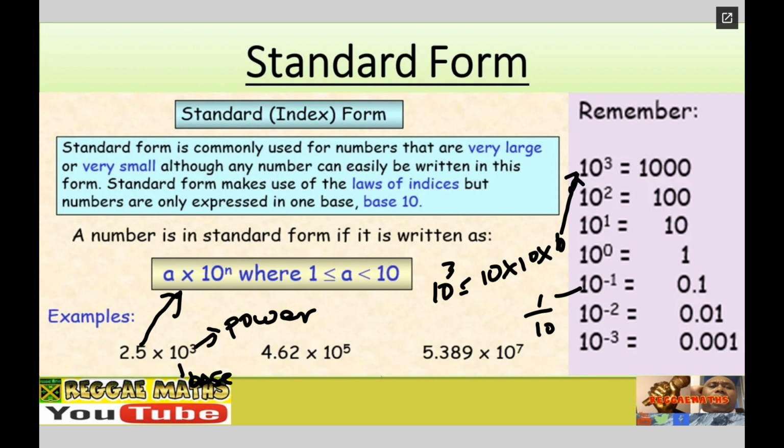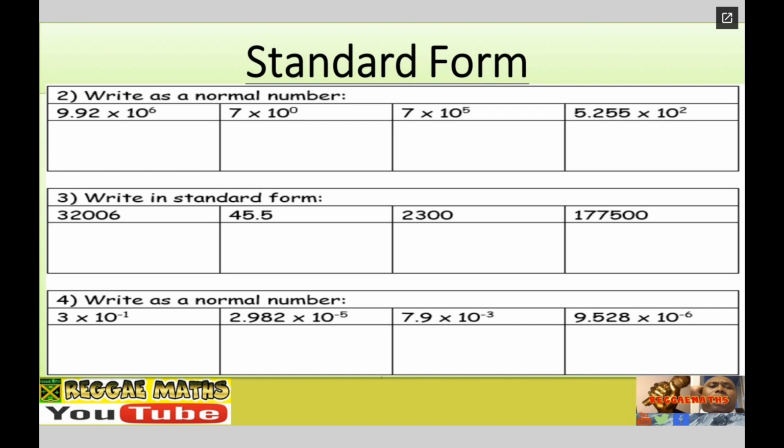10 to the minus 2 is 0.01. 10 to the minus 3 is 0.001. So let's look at some examples. Write these as normal numbers. So you've got standard form and you've got normal numbers. For example, let's use the number 200. I need to write that in standard form. I can write that as 2 times 10 squared. 10 squared is 100, and 100 times 2 is 200.